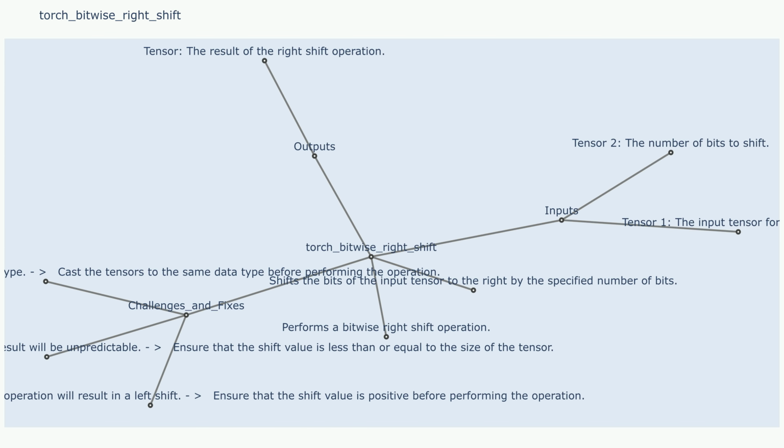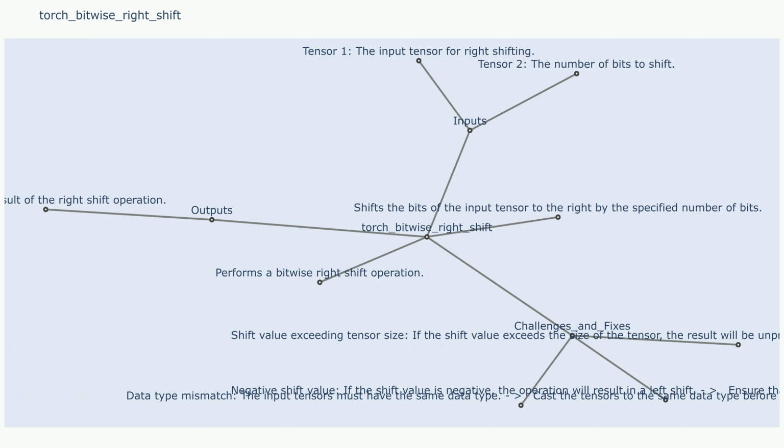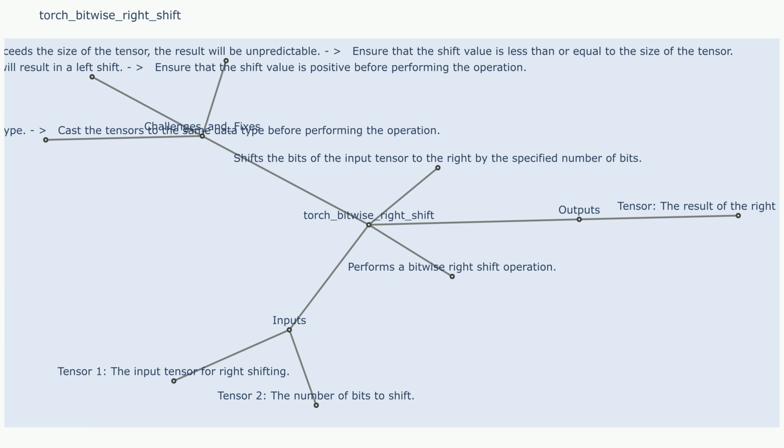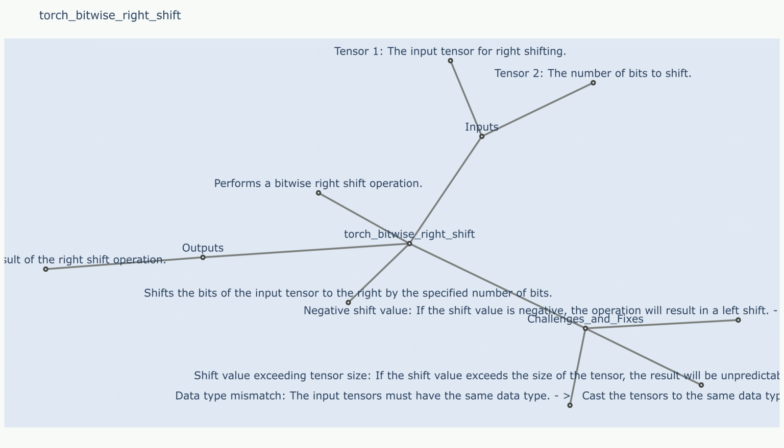Torch bitwise right shift. Description: the torch bitwise right shift function performs a bitwise right shift operation on two input tensors. It shifts the bits of the first input tensor to the right by the number of positions specified in the second input tensor. Inputs. Input 1: the first input tensor, which is the value to be shifted. It can be an integer or a tensor containing integers. Input 2: the second input tensor, which specifies the number of positions to shift the bits to the right. It must be an integer or a tensor containing integers.